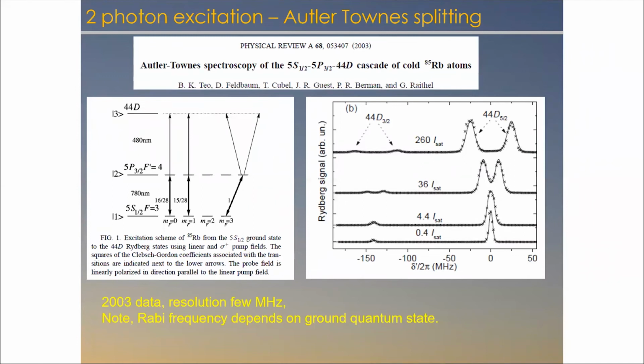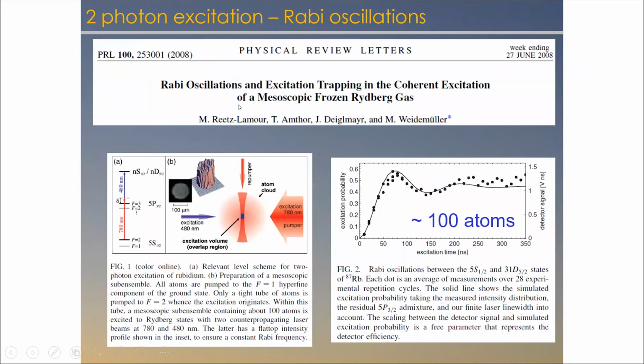Here's some work from the Raithel group from Michigan, early 2000s, using the Autler-Townes effect to actually quantify the rates of excitation, up to this 44D Rydberg level. And we started to see coherent excitation in the many-body regime.